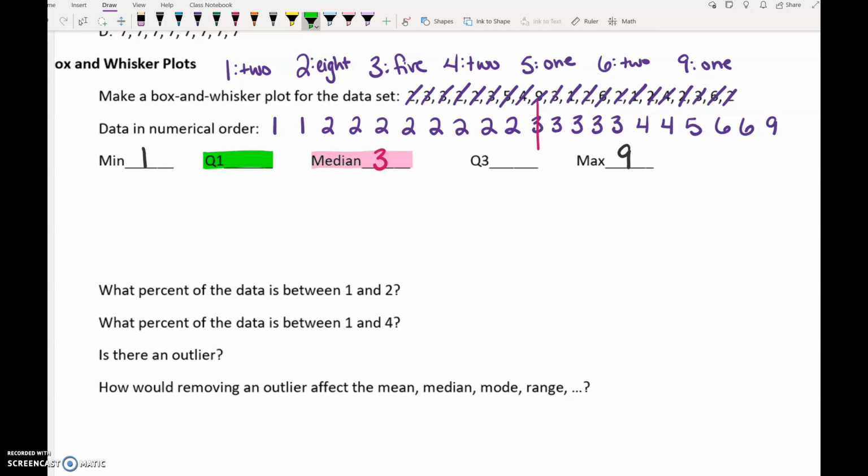So I'm going to take this lower half of the data. I'm going to use that median because our median is a specific data value. I'm going to use that median to help me find it. So between the 1 and that first 3, what is the median of just the lower half of the data? Two.